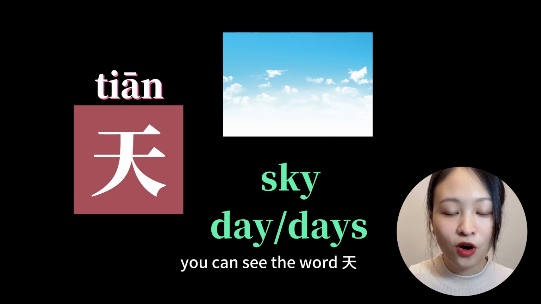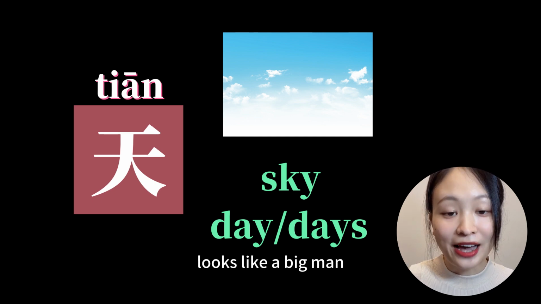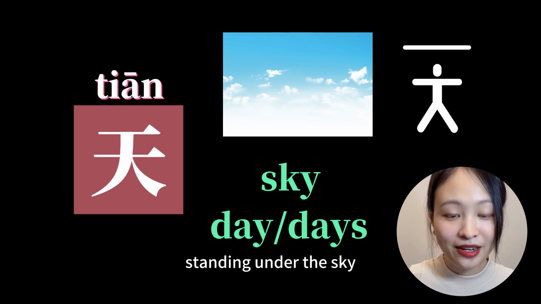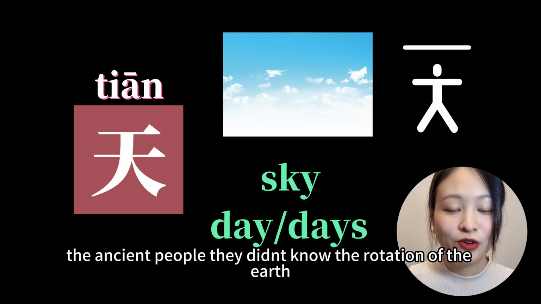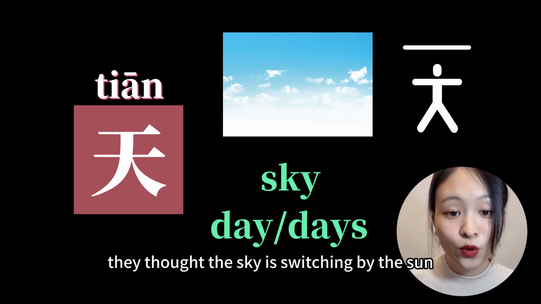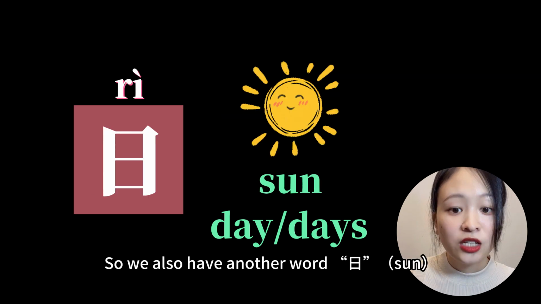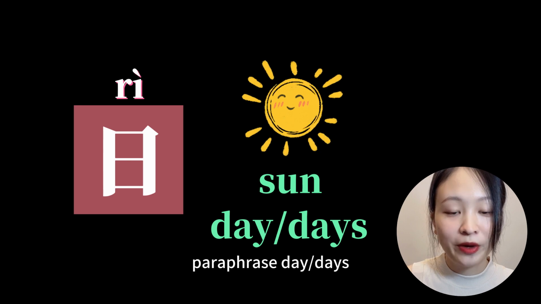You can see the word tiān looks like a big man standing under the heaven or under the sky. You know, the ancient people, they didn't know about the rotation of the earth. They thought the sky is switching by the sun. So we also have another word, 日, which means sun, paraphrase day.